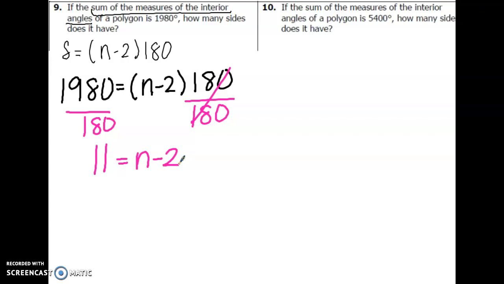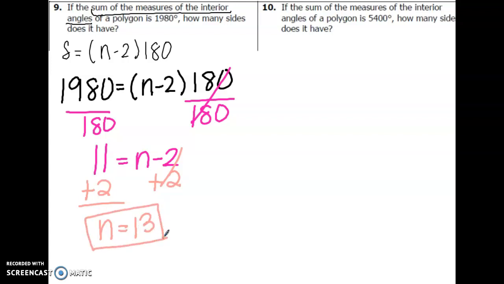And all you do here is add 2 to both sides to cancel this. You have an n equal to 13. So if you're ever working backwards from here, all you have to do is replace your S, divide by 180, and add 2. I want you guys to do number 10 on your own. Go ahead and get that checked out by your sub.